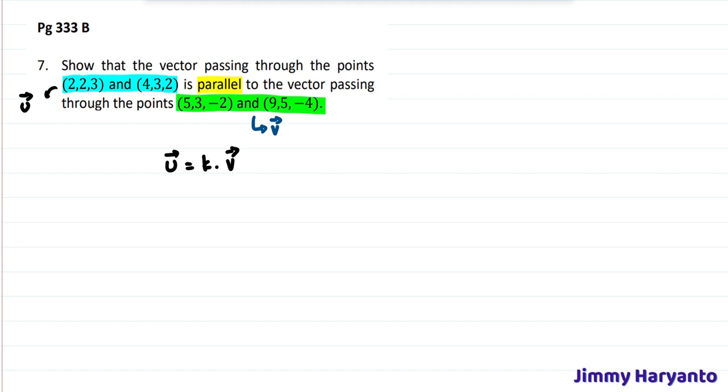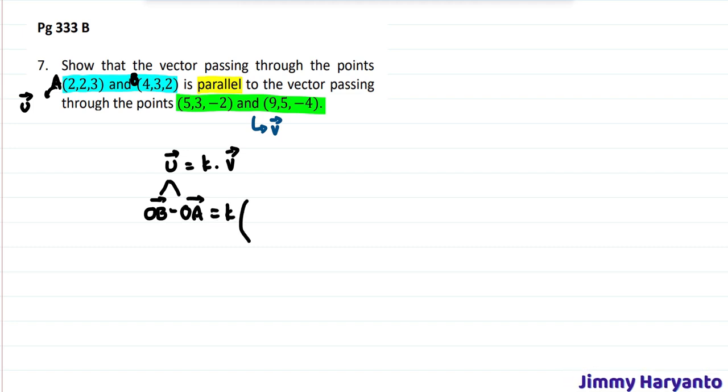Okay, and then because the vectors pass through 2 points, we can use the position vectors. Let's say this one is A, this one is B, that means the vector U will be OB minus OA equals K times the vector V. The vector V, let's say this one is C and D, that means OD minus OC. Okay, and then we only have to show that the two vectors are parallel, right?